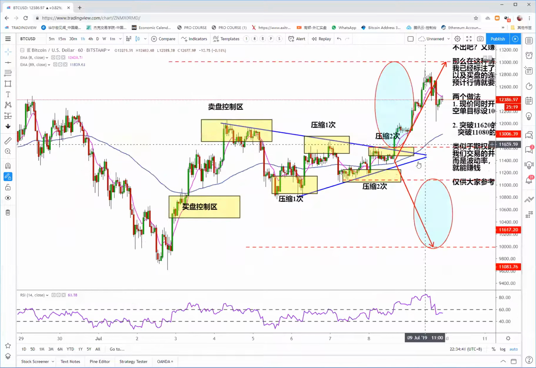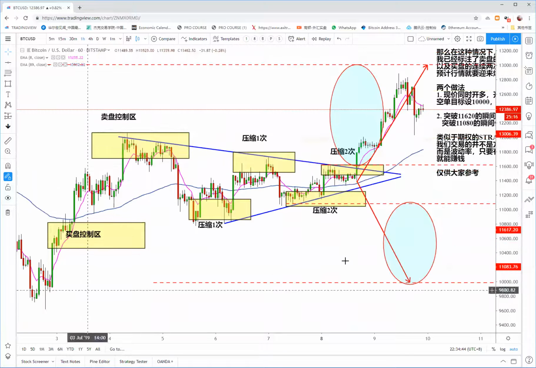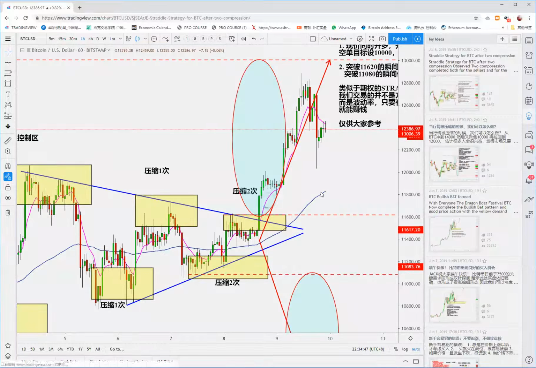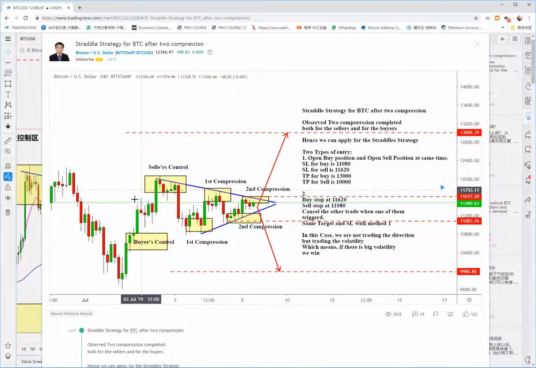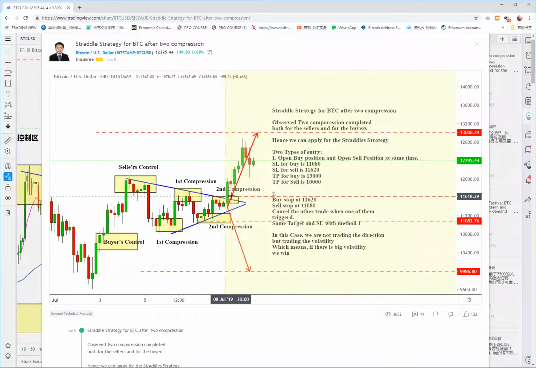All right, comes to the Bitcoin, right? That's a very, very nice play that I published in TradingView. If you read my content here carefully, you can see the seller, buyer, compression. After two times of compression, we decide to trade the volatility, because it's very easy for the price to make a strong rally or strong fall after two times of compression. That's why I said we can buy stop at 112,620, right? So yeah, just one click. The moment it breaks 112,620, here you go, $1,000 is in your pocket.